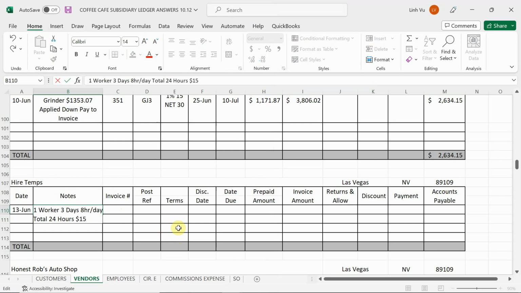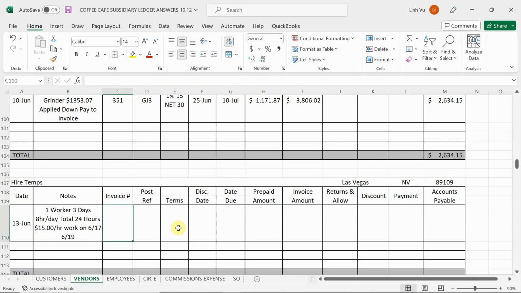And we're scheduled to pay them $15 per hour, to work on 6/17 to 6/19. Those are the 3 days that they're working. Now, what was the contract number? It was 36515. Post reference, once again, you could put general journal page 4, but no transaction was actually done.